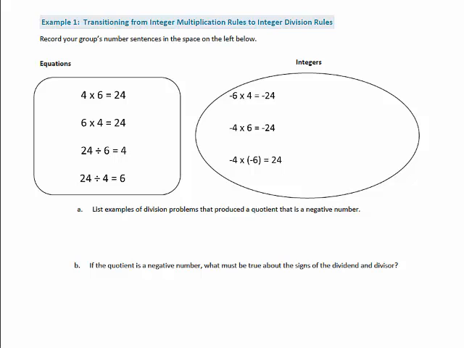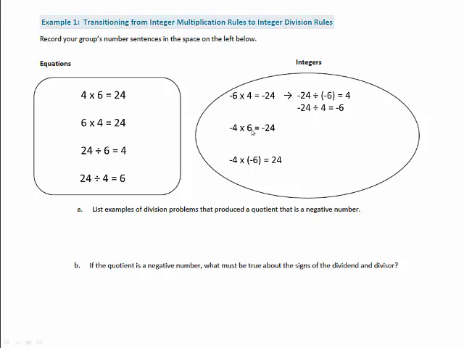Let's see what happens when we add division into it. If I were to write division problems related to this particular multiplication problem, negative 6 times 4 equals negative 24, this is what I get. I can either do negative 24 divided by negative 6 equals positive 4, or negative 24 divided by 4 equals negative 6. I'm still using the same three numbers. I'm just changing them into a different fact.